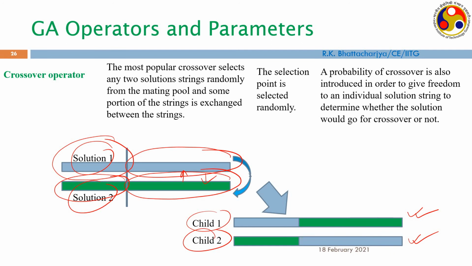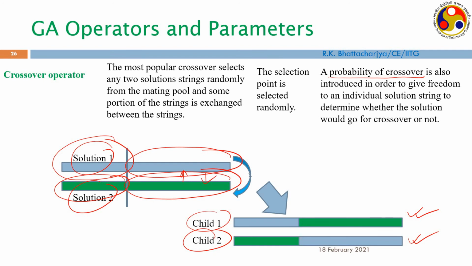So that is basically controlled by a probability, and we call it the probability of crossover. It gives freedom to a particular solution whether it will go for crossover or not. Without going for crossover also, it can go to the next generation. Therefore this is controlled by a probability, known as the crossover probability.